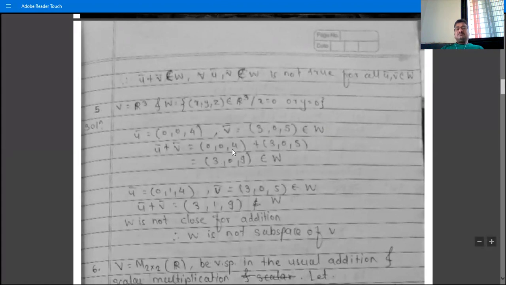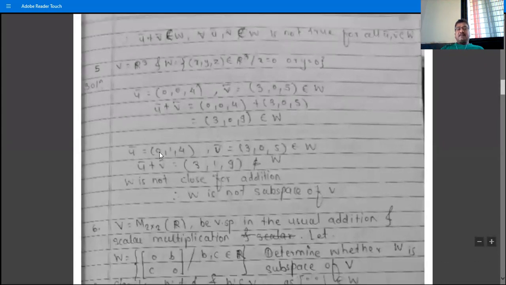And from this example, we cannot say that the addition of every two elements of W is an element of W. This is true for these two elements, but we cannot say it is true for all elements. For example, we take u bar as (0, 1, 4) and v bar as (3, 0, 5). These are elements of W because in u bar the x coordinate is 0, and in v bar the y coordinate is 0. One of them must be 0. So these two are elements of W.